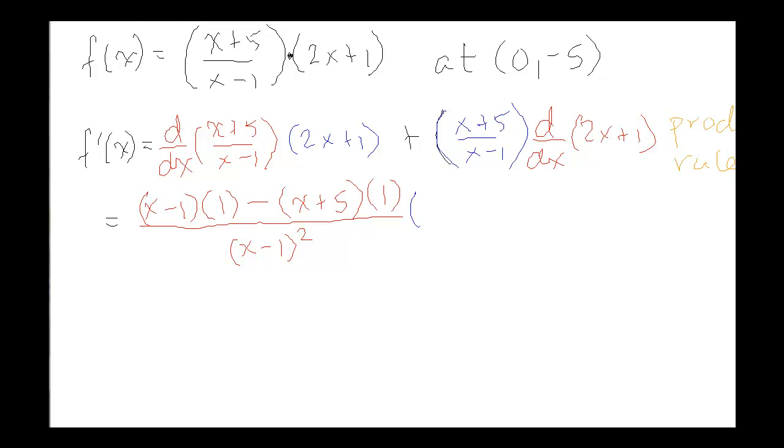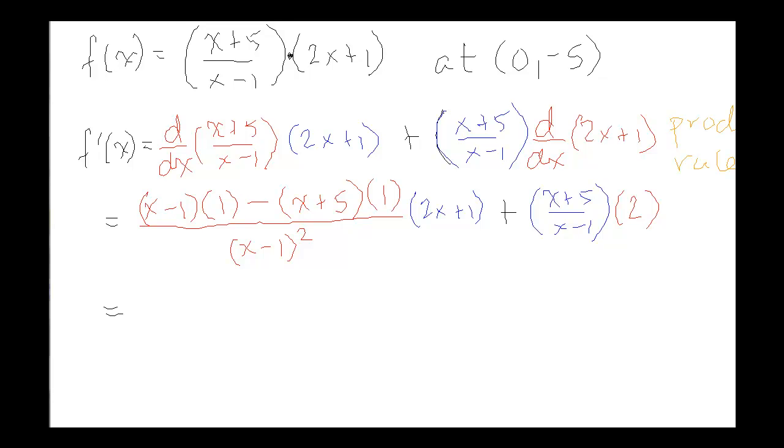All right, so we got that part, and then we're going to multiply that by 2x plus 1 plus, working our way across here, x plus 5 over x minus 1 times the derivative of 2x plus 1. So that would be 2 times the derivative of x, which is 1, plus 0. So we get just a 2 there.